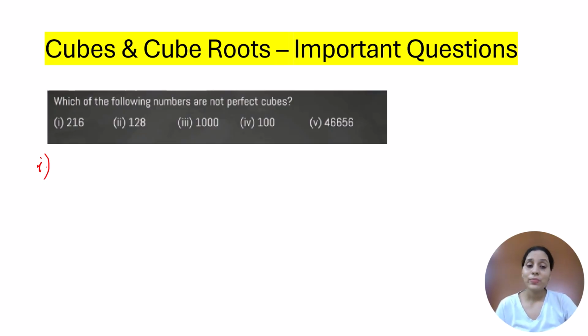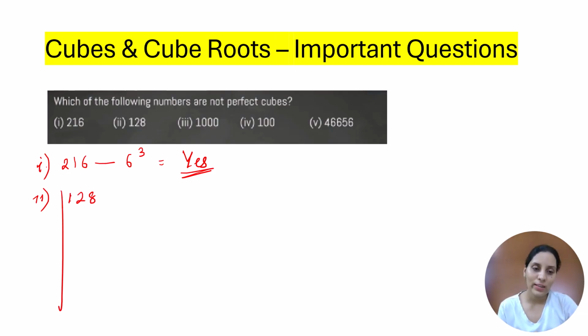Let's start. 216. I know 216 is basically 6 into 6 into 6, 6 cubes. So yes, it's a perfect cube. You can also do it by using prime factorization. Next one, 128. So for 128 we can find the prime factors.